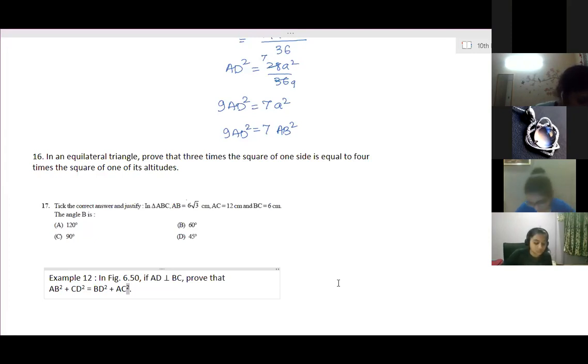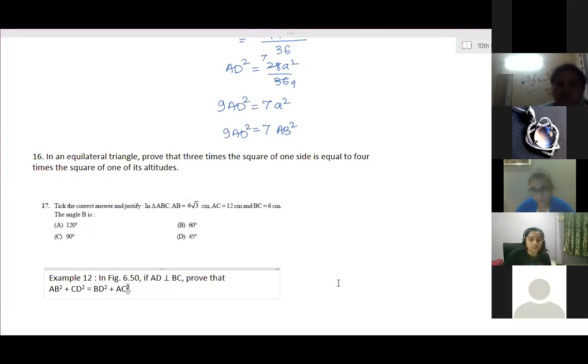Ma'am, it's 90 degrees because it's equal, ma'am. Yeah. So the larger side is 12. So 12 square is equal to (6 root 3) whole square plus 6 square. So AC is the opposite side. Angle is B. So B will be 90. Converse Pythagoras theorem.